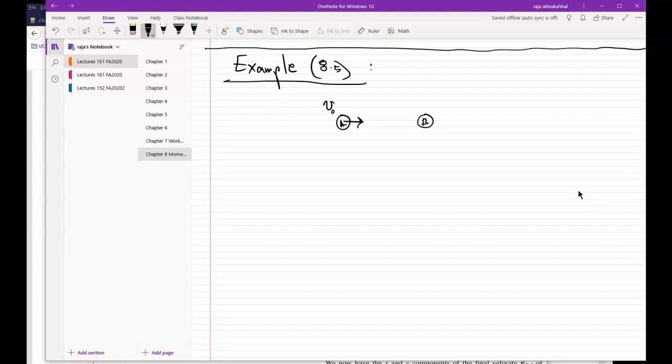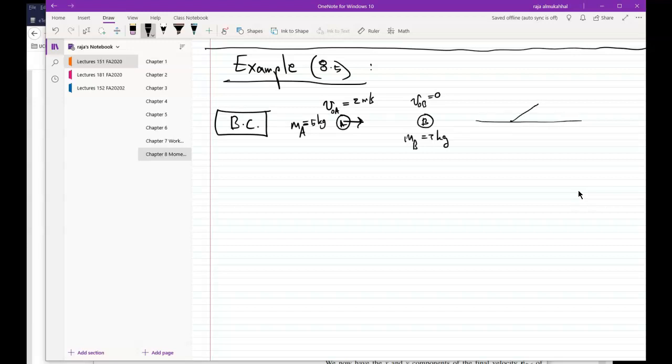And this is V naught A equal to 2 meters per second, and the mass of A is 5 kilograms. And then chunk B is at rest initially, right? So V naught B is 0, and the mass of B is equal to 3 kilograms. This is all BC, before collision. Now AC, I'm going to put it on the same line.